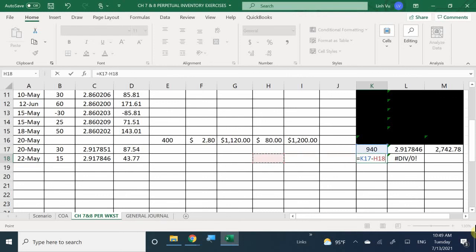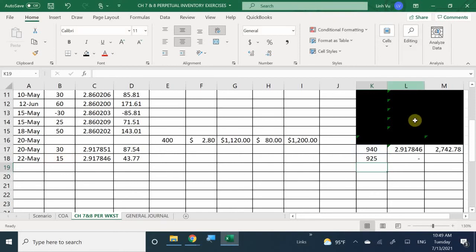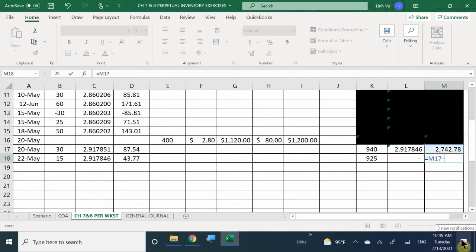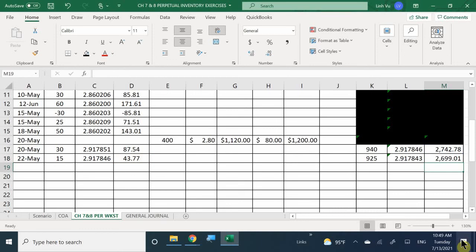All right, let's update our inventory because we sold 15 more items. Therefore, I should be down to 925. And 27.42.78 minus 43.77 is 26.99. 26.9901. Yes. Okay, good. So there we go.